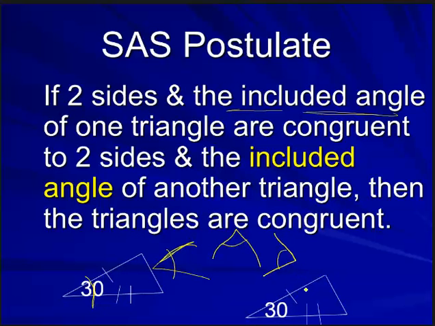So once again, we don't need all six parts to be shown as congruent. If we have these three, the side, the angle, and the side, where the angle is between the two sides, then we can say that these two triangles are congruent.